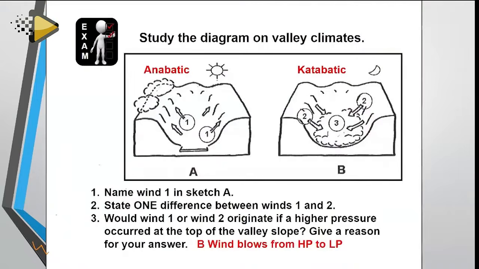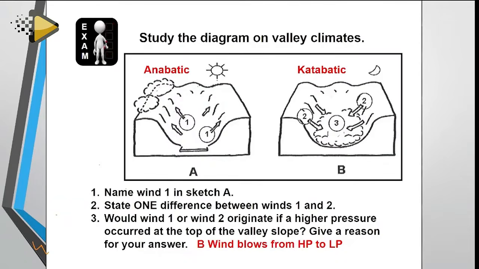Now let's look at this diagram. Name wind 1 in sketch A. Wind 1 is anabatic wind. Wind 2 is katabatic wind. Name one difference between wind 1 and wind 2. Wind 1, you can see, is air blowing up the slope, and here it is blowing to the valley. And this one takes place during the night. This one takes place during the day.